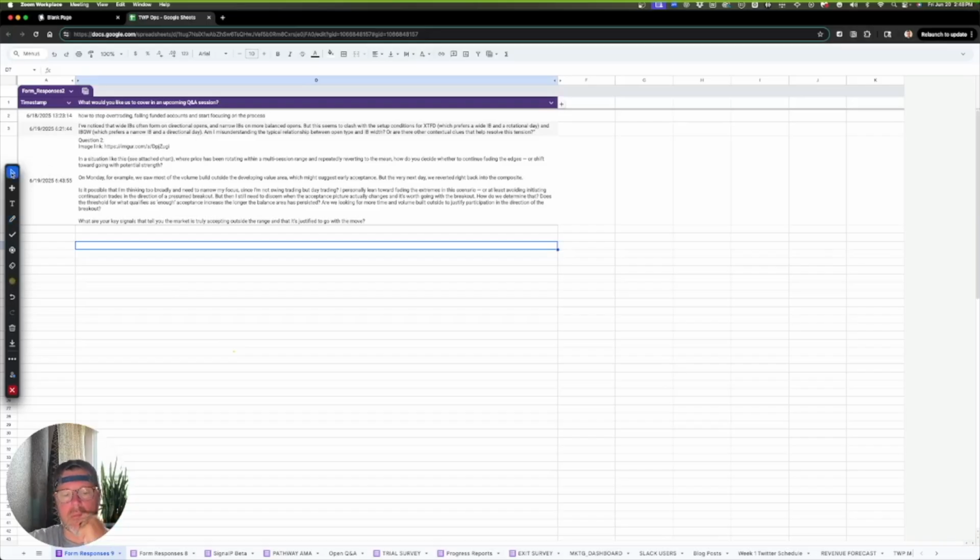On Monday, we saw most of the volume build outside of the developing value area, which might suggest early acceptance, but the very next day we reverted back into the composite. Broadly, since I'm not swing trading but day trading, I personally lean toward fading through the scenario. Continuation trades in the direction of the presumed breakout.